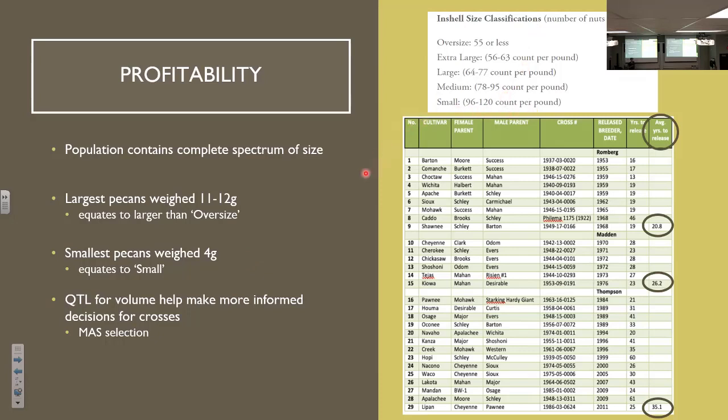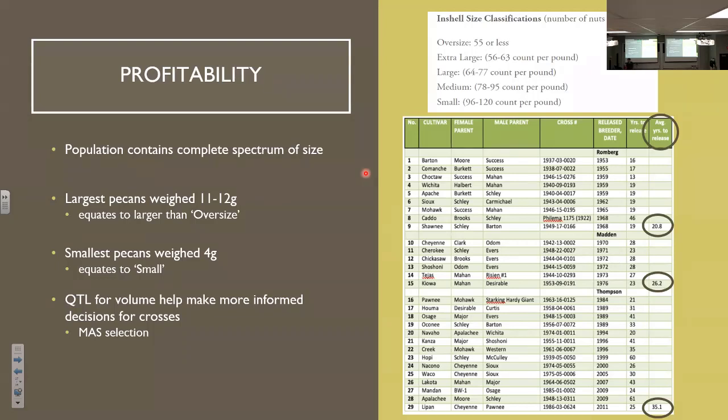But being able to parse through this and having a population that shows a complete range of size and giving some regions of the genome that have to do with this could be very beneficial and hugely important, as it could hopefully give us a starting point to eventually develop a system where we're looking at marker-assisted selection to be able to screen trees for getting a rough estimate of what size or shape nuts they would produce before they actually get to maturity, which can take anywhere from 10 to 15 years.